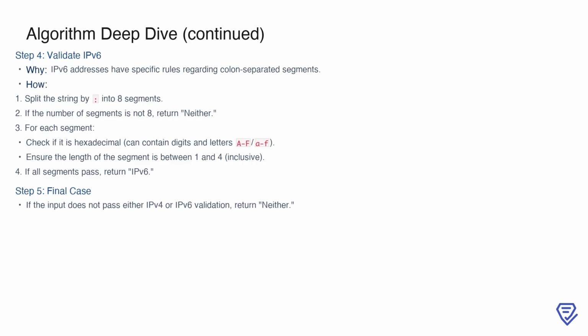If neither the IPv4 nor the IPv6 checks are successful, the address is determined to be invalid, and we return neither as the final result.